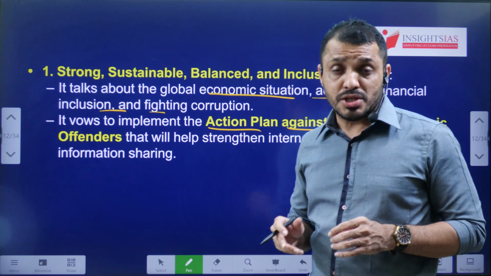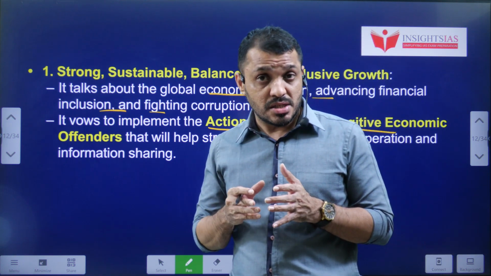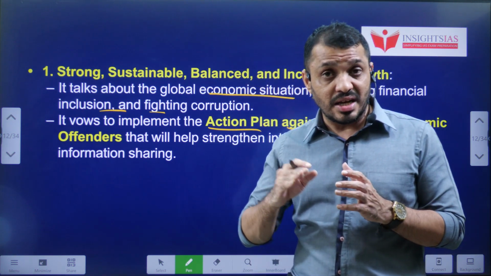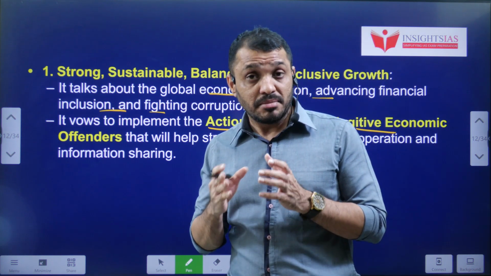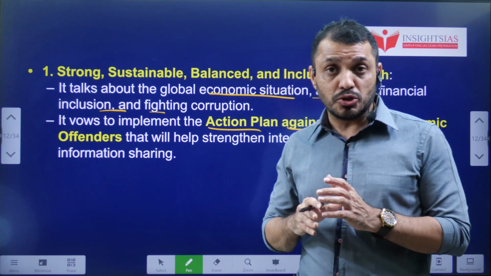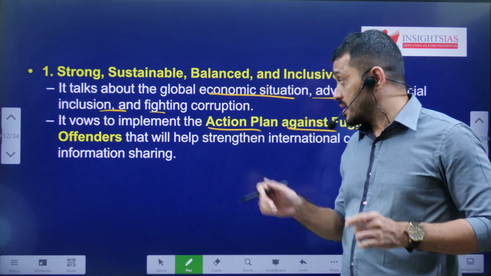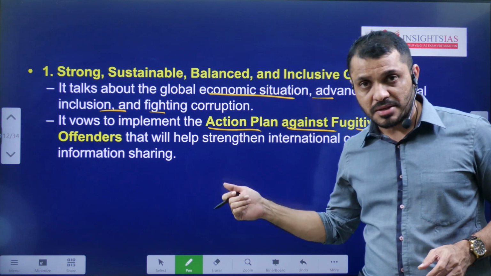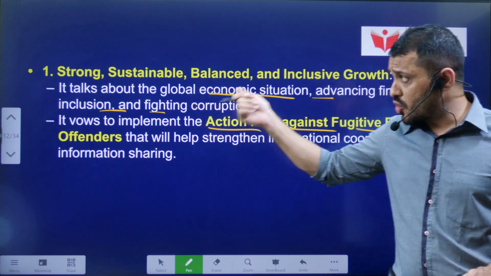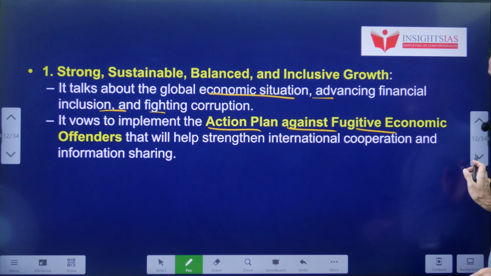I told you various times, fugitive economic offenders are the ones who committed economic crimes in one country and escaped to another country. To bring them back, G20 countries decided to adopt an action plan against fugitive economic offenders. This is regarding the first one, strong, sustainable, balanced and inclusive growth.